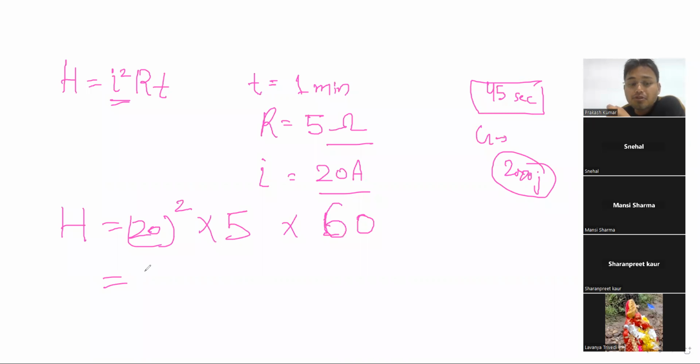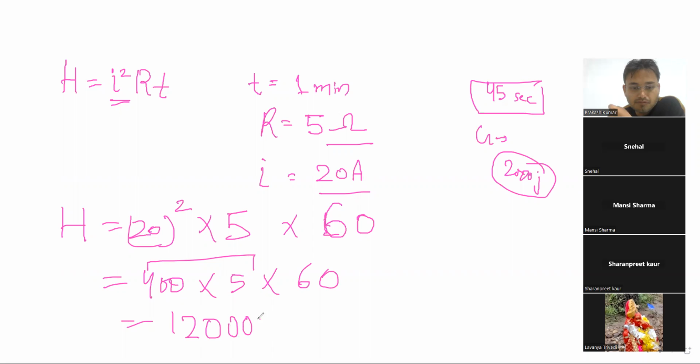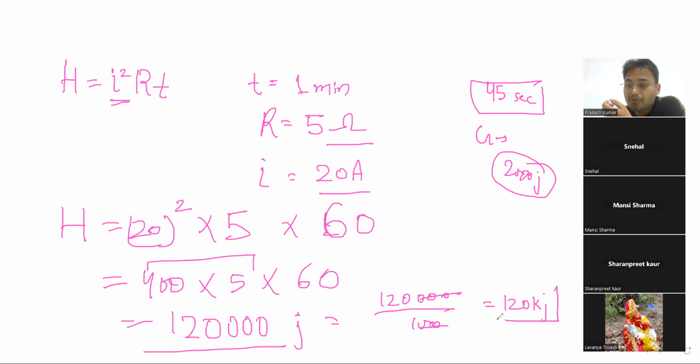So 20 square is 400 into 5 into 60. So answer will be 4, 5, 20 and 20 into 6, 20 into 12,000 joules. 120,000 joules. It is okay? Joule? Yes, sir. And if I want to convert into kilojoule, it will be what? Sir, 120,000 divided by 1000, right? 120 kilojoules. So many were on 2000 something like that.